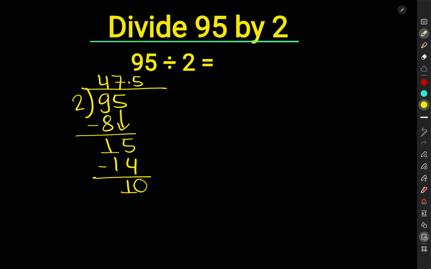So 2 times 5 means 10. On subtracting it becomes 0. So 95 divided by 2, we get 47 decimal 5.